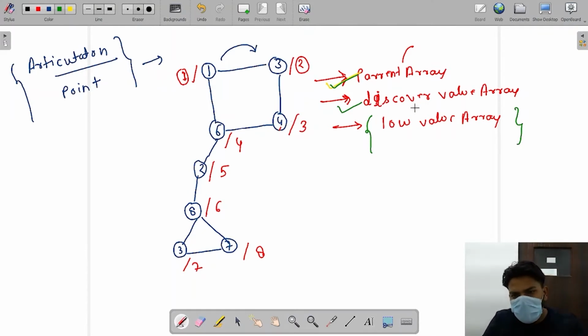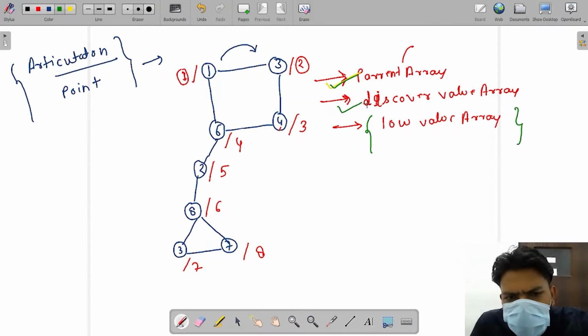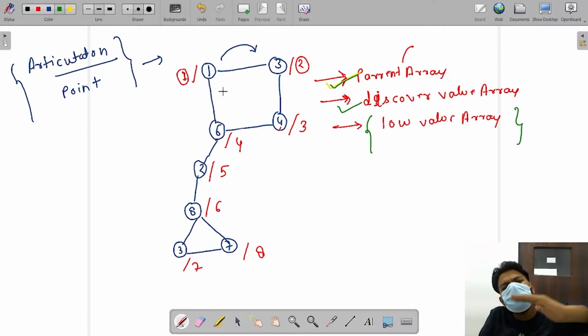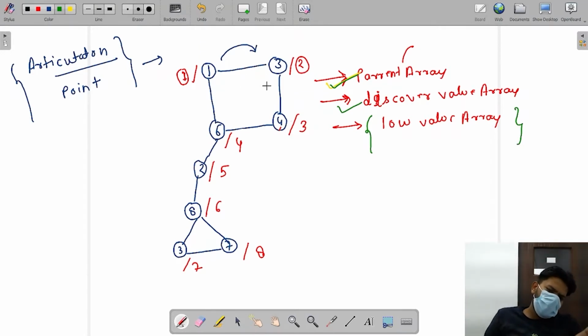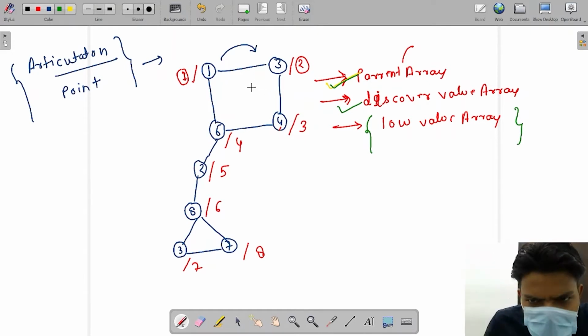So the discover value array is something like when this vertex is discovered in the calling of DFS, at the second stage. So how can we find the discover value array? For the discover value array, we just take a global value and we increase the value when we call DFS. In the time of calling, we increase the value of the global value. So the value is stored as the discover value array.